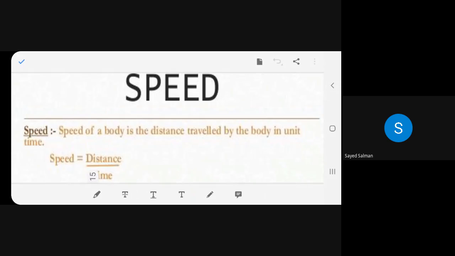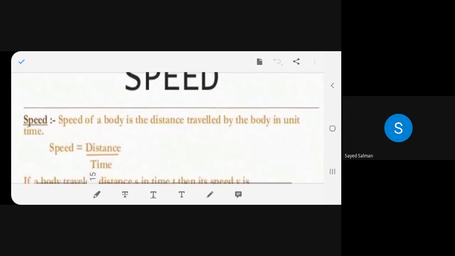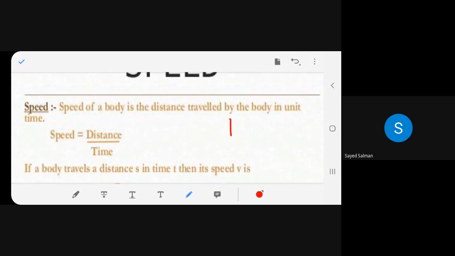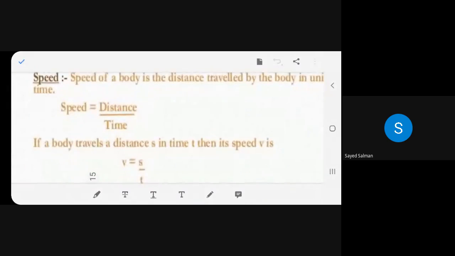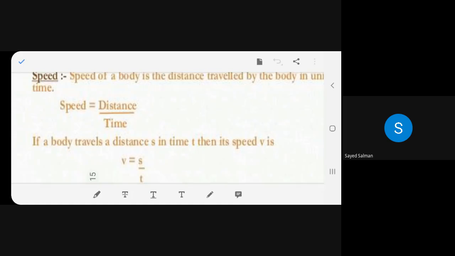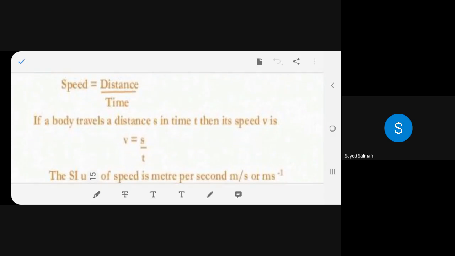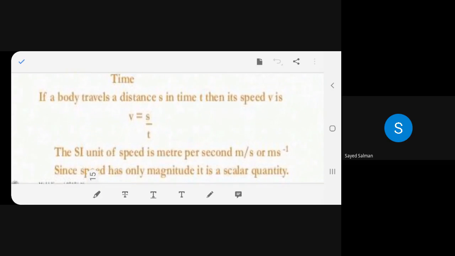So the speed of a body is actually distance, so d. Distance is d divided by t. Or you can even write it as distance upon time. Fine. So how do you relate? If a body travels a distance d in a time t, then its speed v is equal to d upon t.